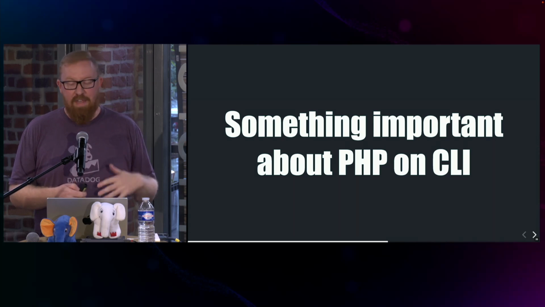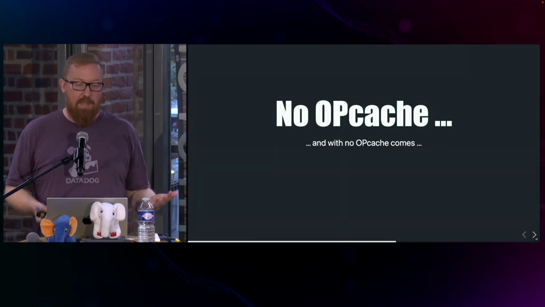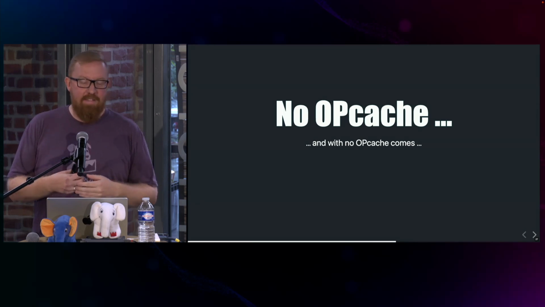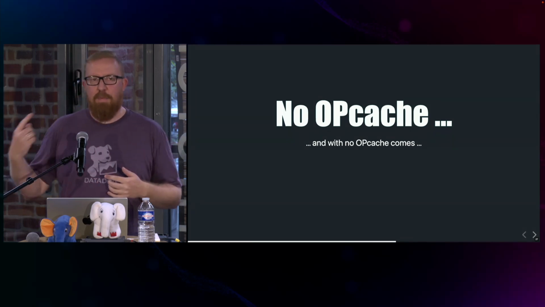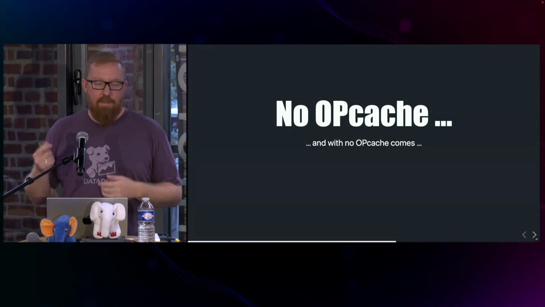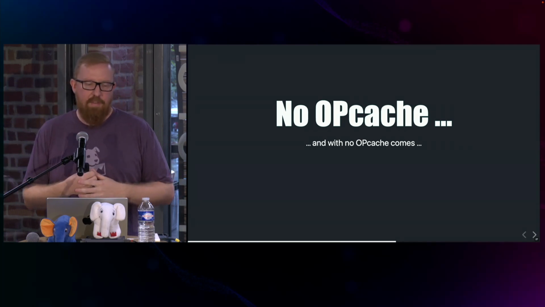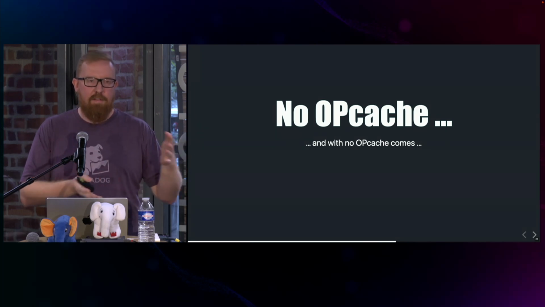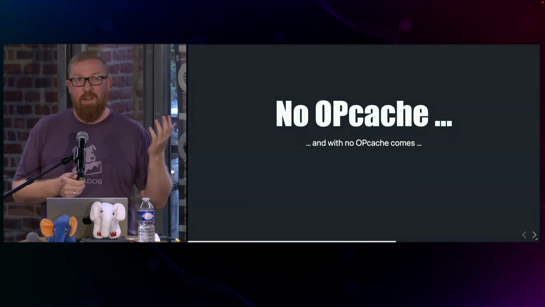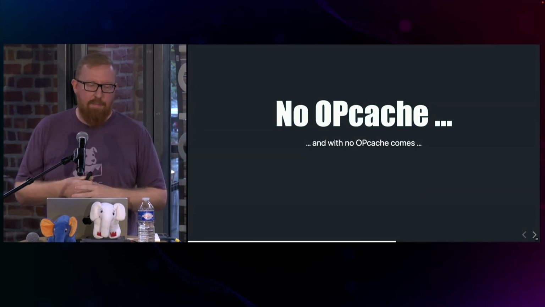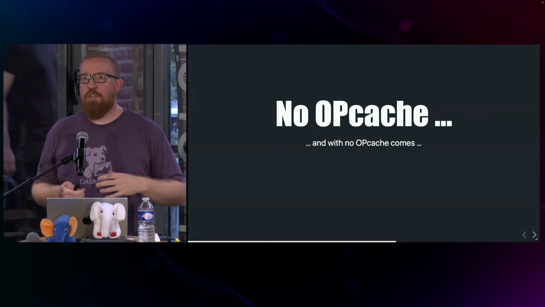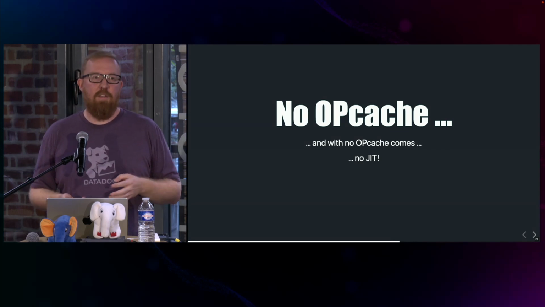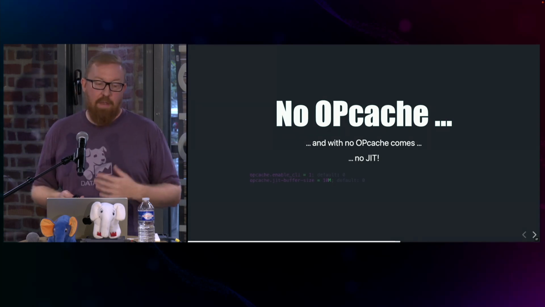Something important about PHP on CLI is that you don't have opcache by default. That's not necessarily too much of a problem. Opcache does some optimizations on the source code, like optimizing some of the opcode instructions that you have. It also caches the opcodes when the PHP file is compiled, but that's not a problem here. We saw in the beginning it's like 200 microseconds, so it's a waste of time optimizing that. But with no opcache also comes no just-in-time compiler. And this is a CPU-bound problem, so the just-in-time compiler should actually be able to help there.